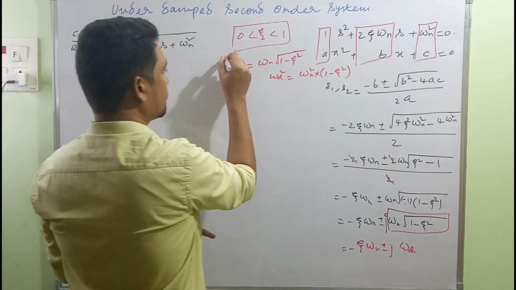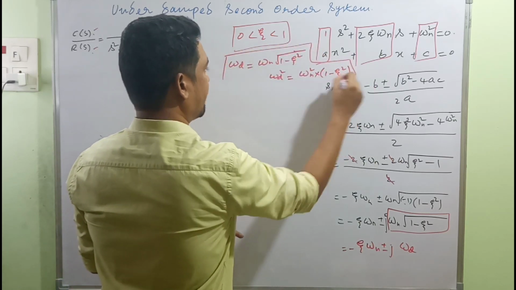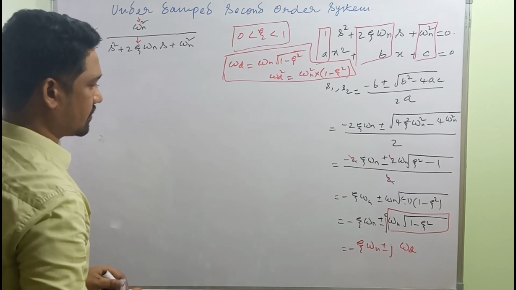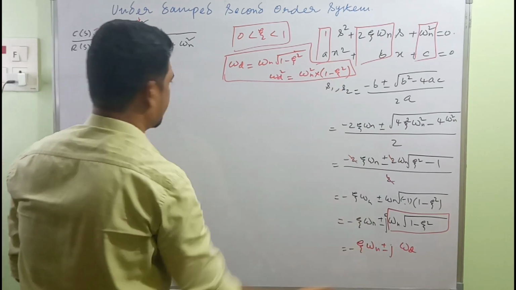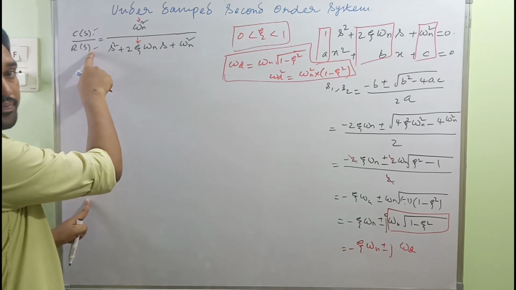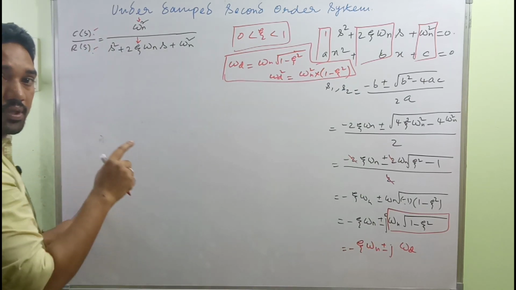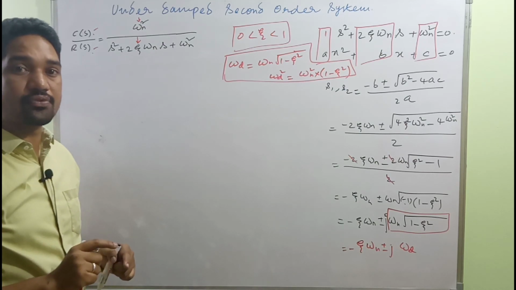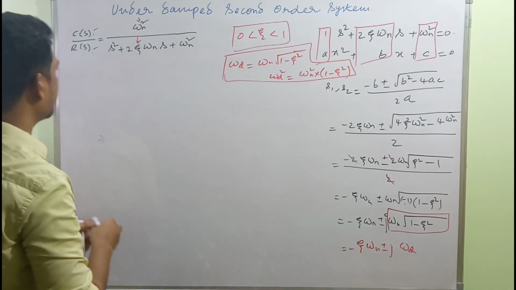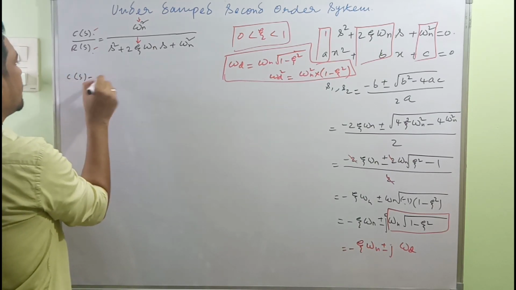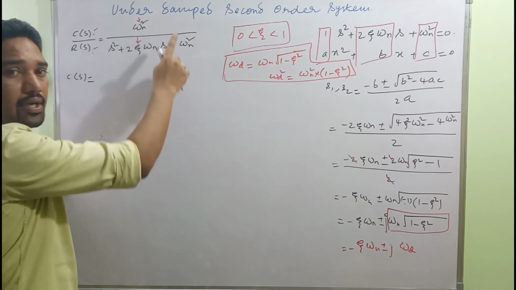We need all these to plug in somewhere for simplifications, right? Now coming back to the transfer function, these are output and these are input, and we are talking about the response of an underdamped second order system subjected to step input. Now which gives us C of s. The output C of s will be equal to R of s times the RHS.